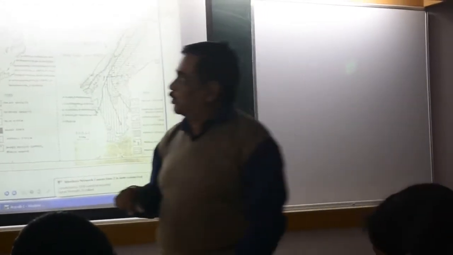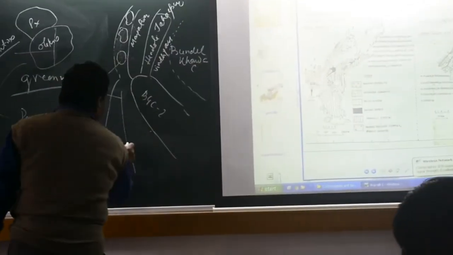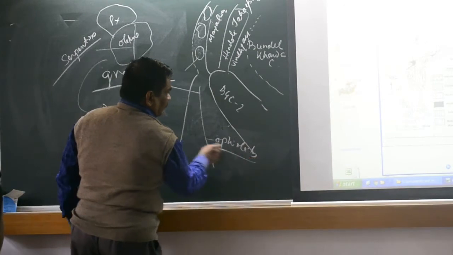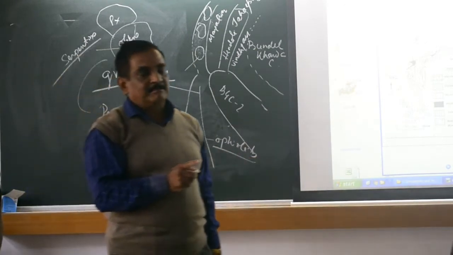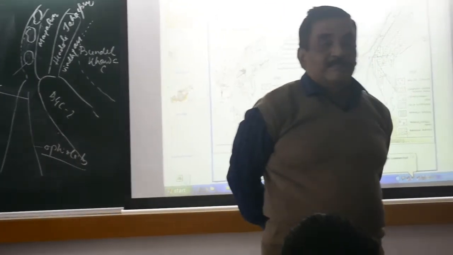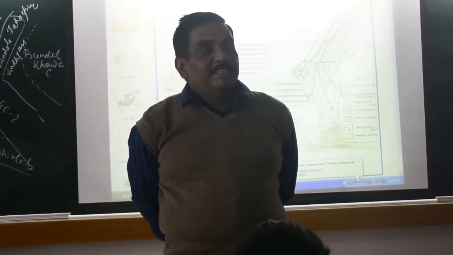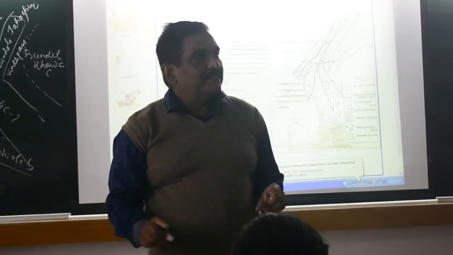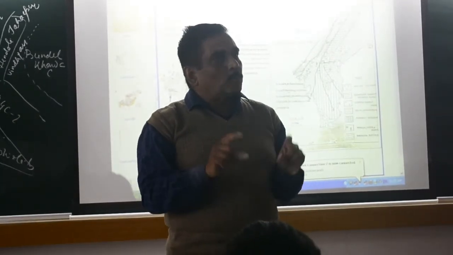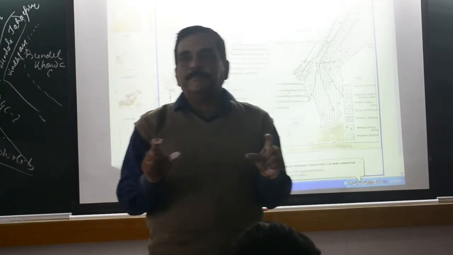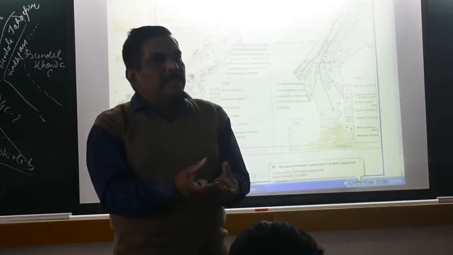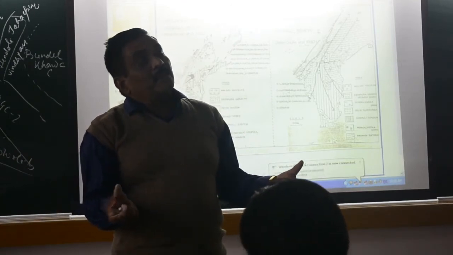Now the question comes, what is an ophiolite? Along this lineament, you will find the ophiolites. Understood? So what is an ophiolite now? Ophiolites are oceanic rocks. Suppose you just take the case of the Indian Ocean. In the Indian Ocean sea floor, what are the rocks exposed?